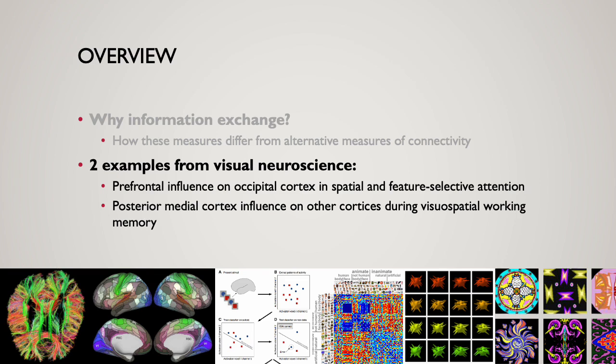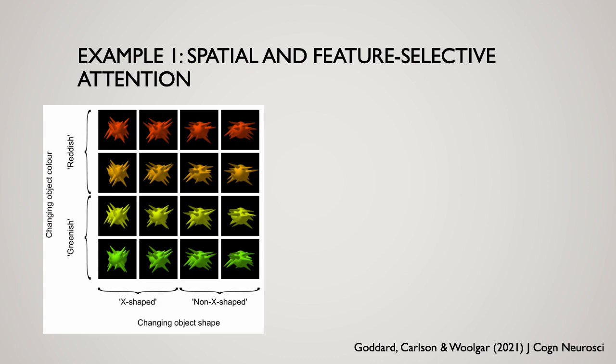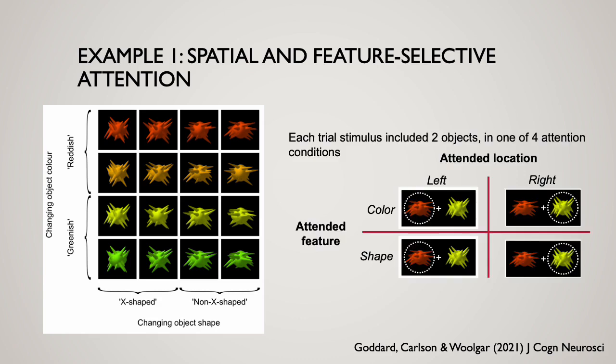So in the remainder of my time, I'm going to show this method applied to two projects. In this first project, we were testing the effects of spatial and feature-selective attention. We created novel object stimuli varying in colour and shape. On each trial, participants saw two of these objects, and their task was to fixate on the central cross but covertly attend to one object and to report either its colour or shape.